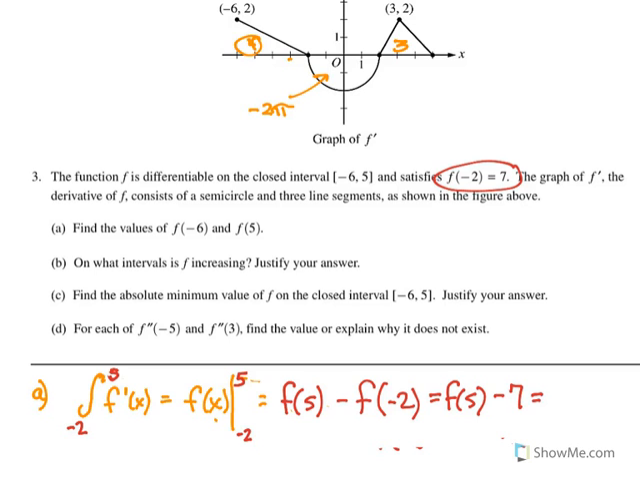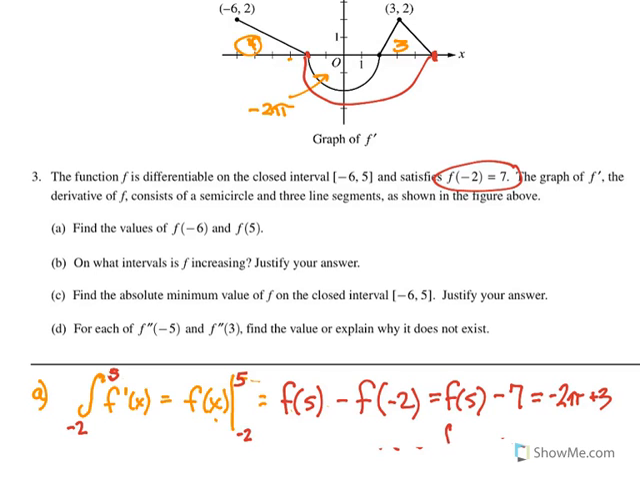Equals the area under the curve from -2 all the way to 5, which is here. And that's equal to, so the area under that curve is equal to -2π plus 3, because it's the area from here all the way to here.